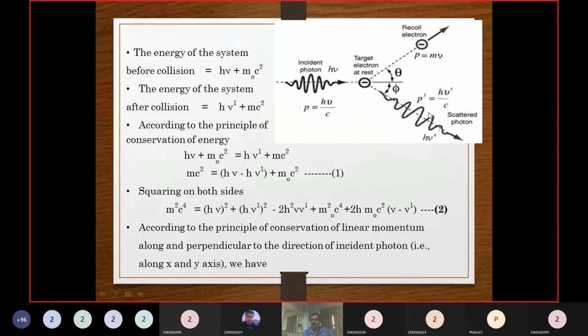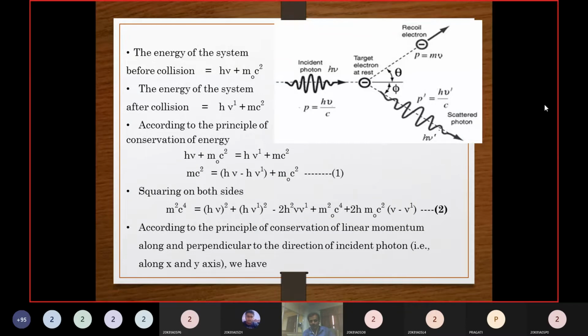Similarly, the photon momentum after collision is p dash, which is equal to h nu dash by c. Now coming to the electron. After collision, the electron is moving with a certain velocity, so that velocity is v. The momentum is p equal to m into v, and the energy is equal to m.